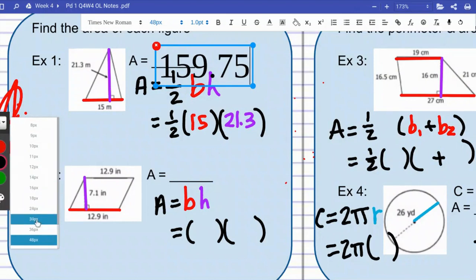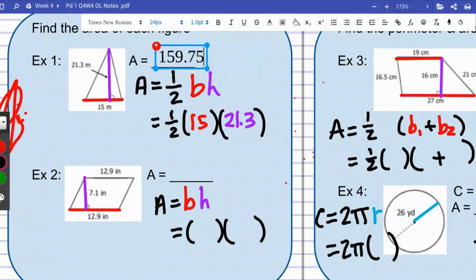When we look at this, we're going to need to talk about units since we're doing area. Area is going to be the units squared, so we're going to do meters squared.